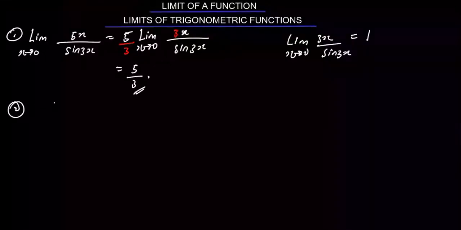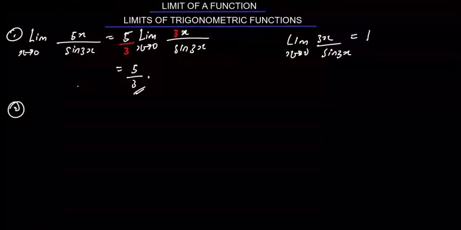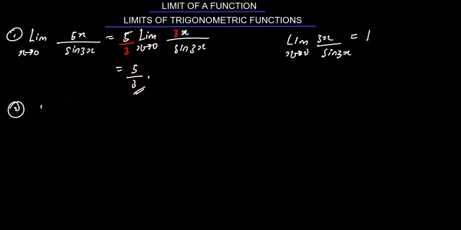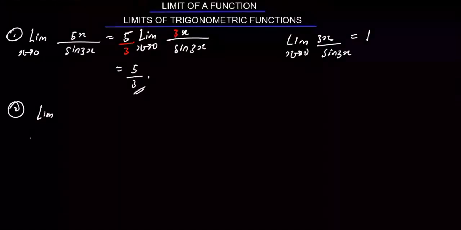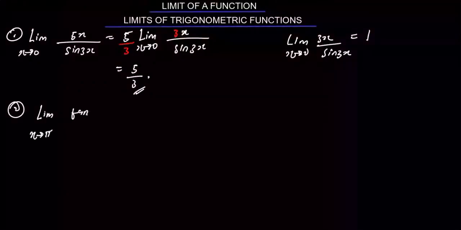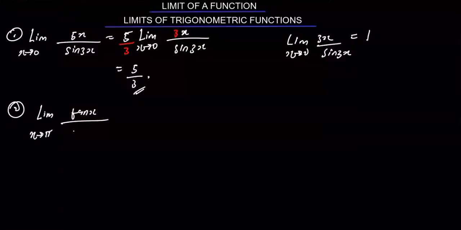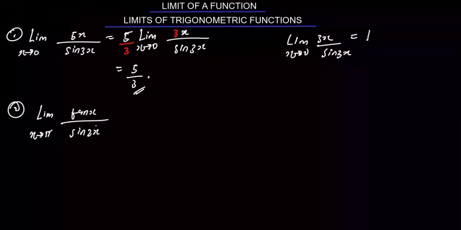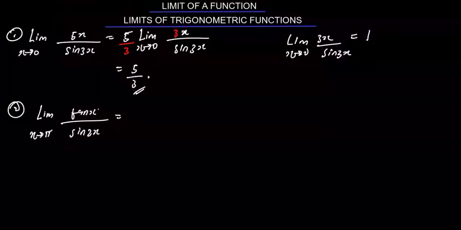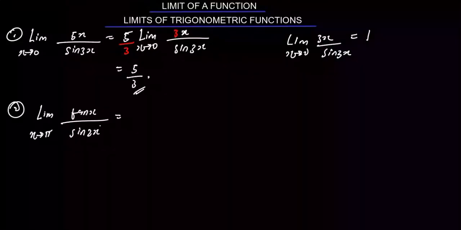If I have the limit as x tends to pi of tan x over sine 2x, what do I do from here? Well, you can see that these are different entities entirely, sine and tangent. So what can I do from here?